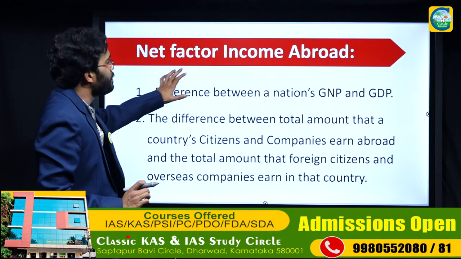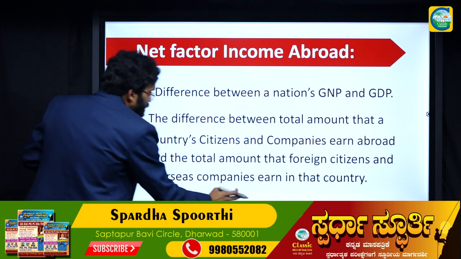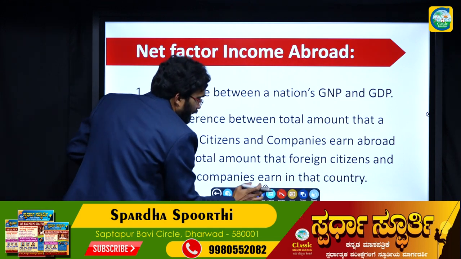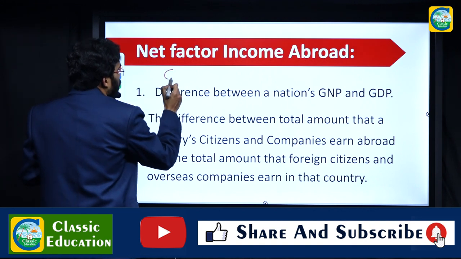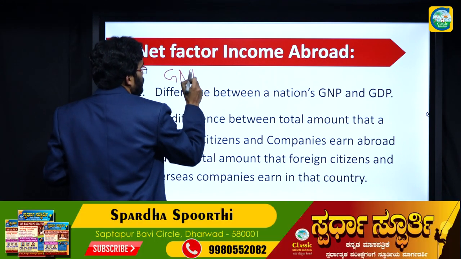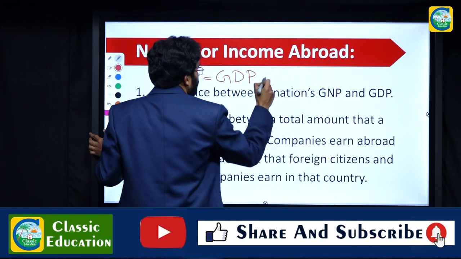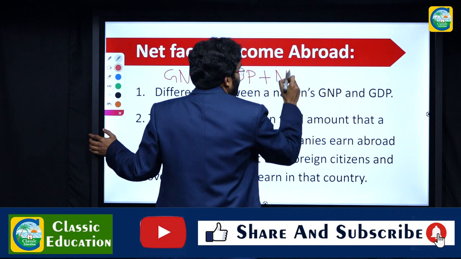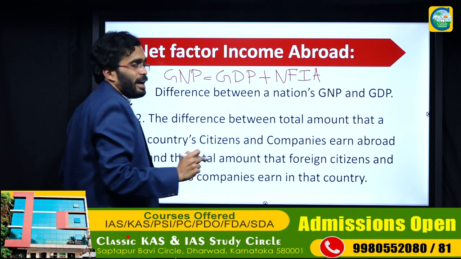Let us go back to the presentation. So net factor income abroad. What was this? Let us write the definition. Let us write that formula again so that it will be easier for us to understand this. We had written that formula. GNP, gross national product, is equal to gross domestic product plus net factor income abroad, NFIA, right?